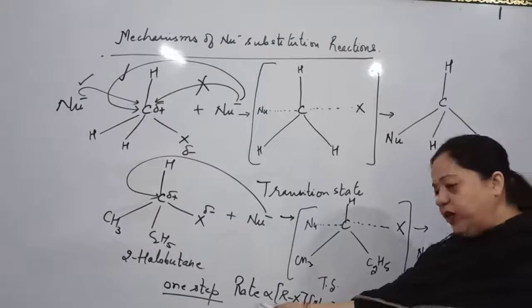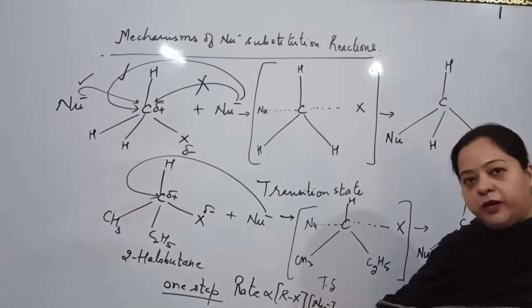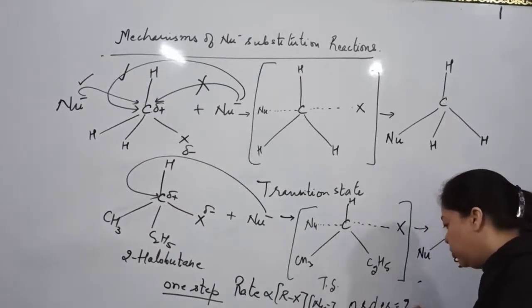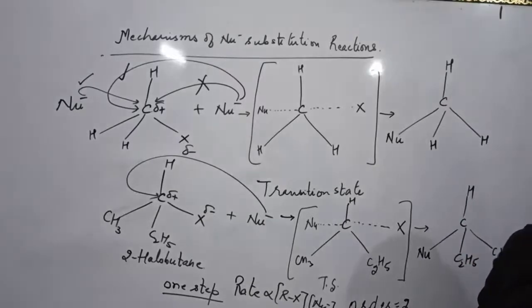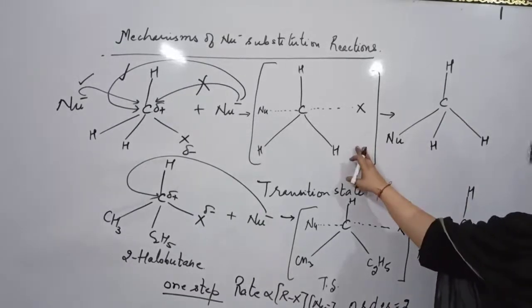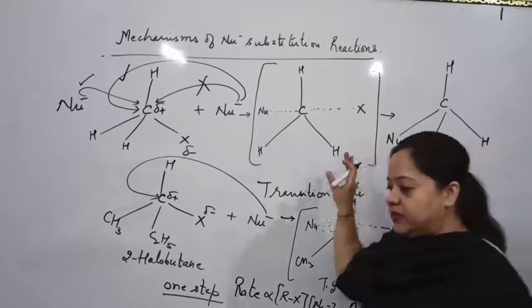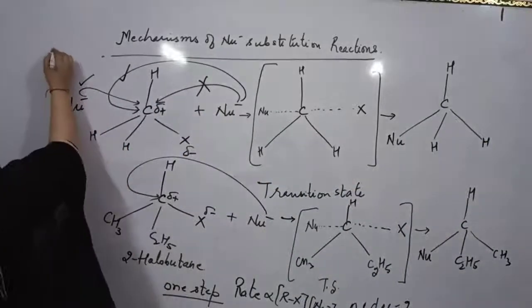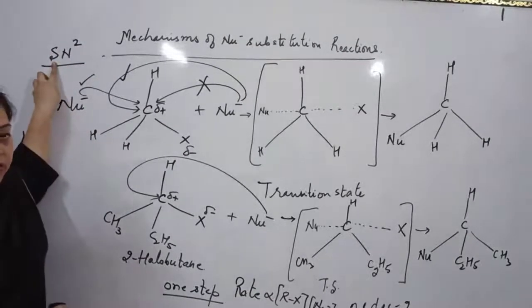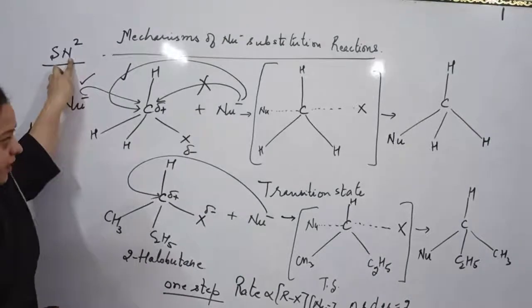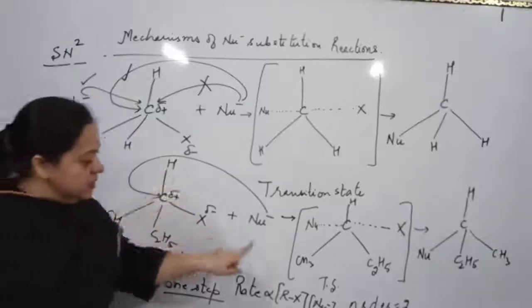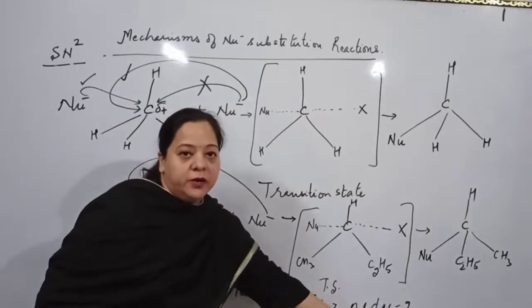As in this case, the rate of the reaction is dependent on both alkyl halide and nucleophile. The order is 2, or we say this is a bimolecular reaction. And this type of reaction, in which simultaneous bond formation and bond breaking take place, is the SN2 mechanism, where S is for substitution, N is for nucleophile, that is, one nucleophile replaces another nucleophile, and 2 here means the bimolecular reaction, that is, the order is 2.